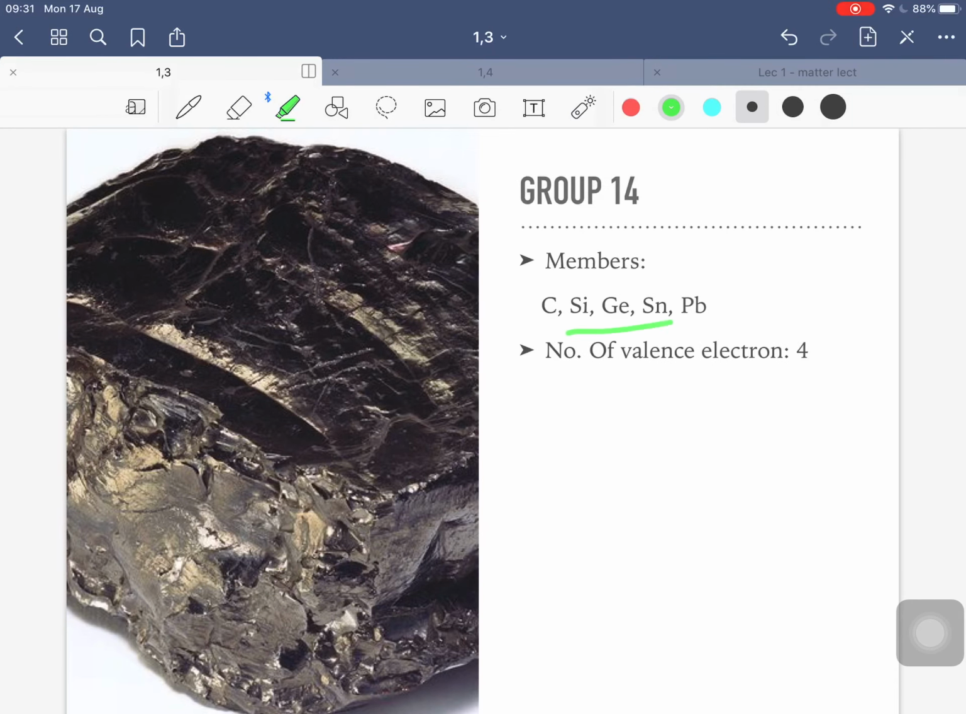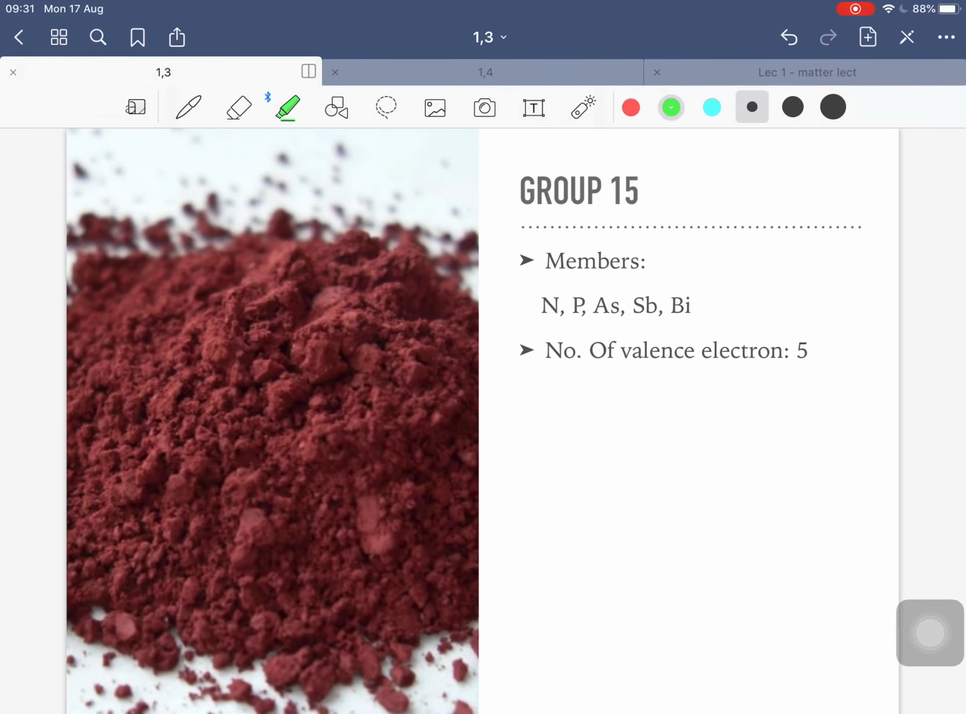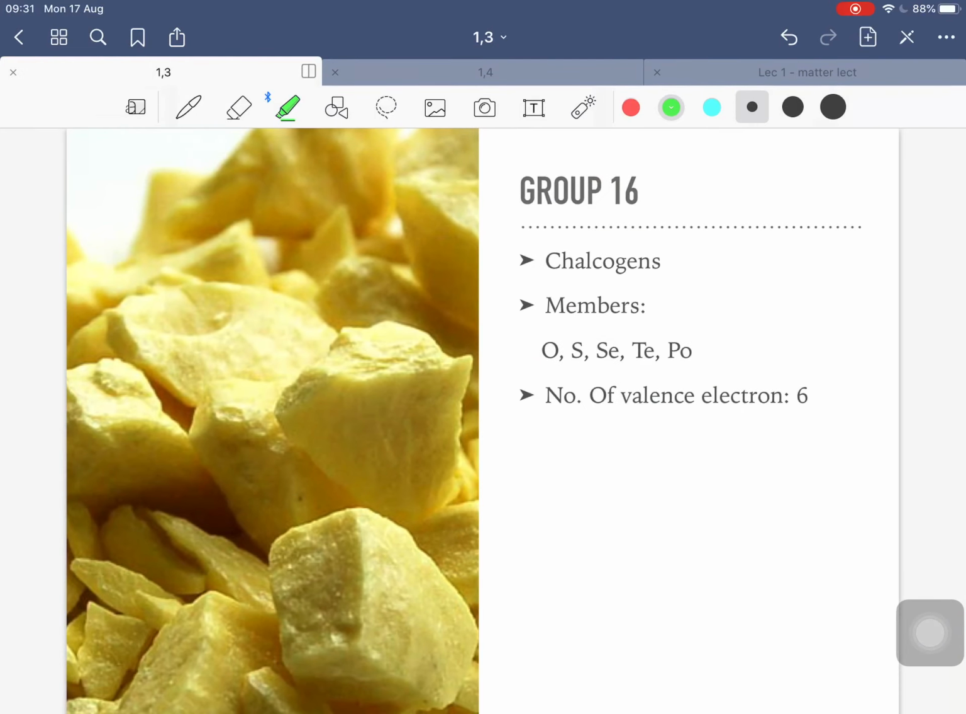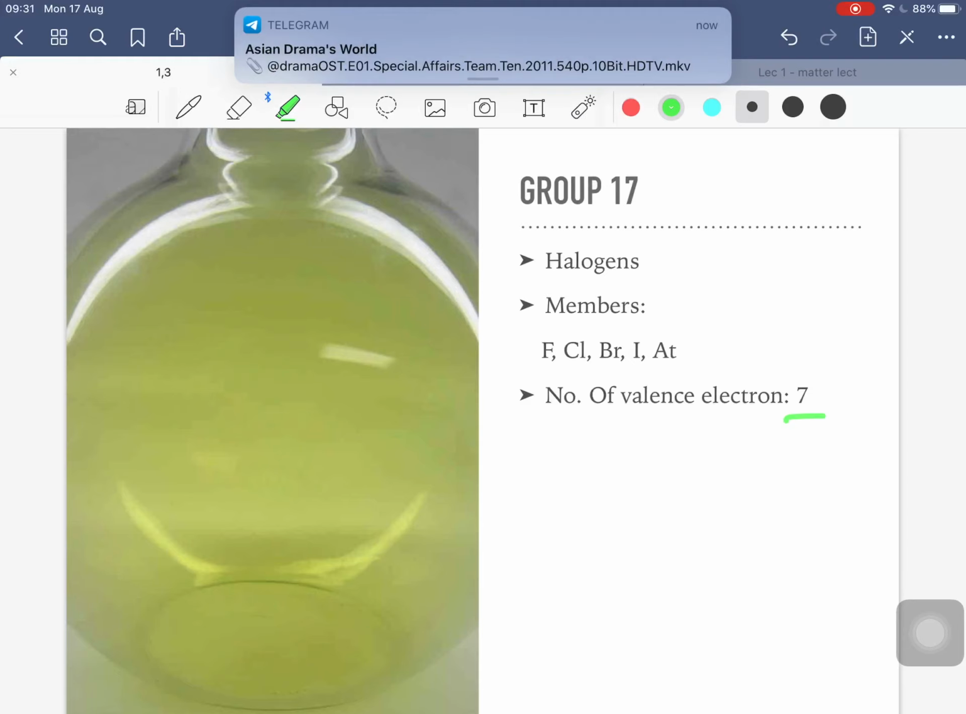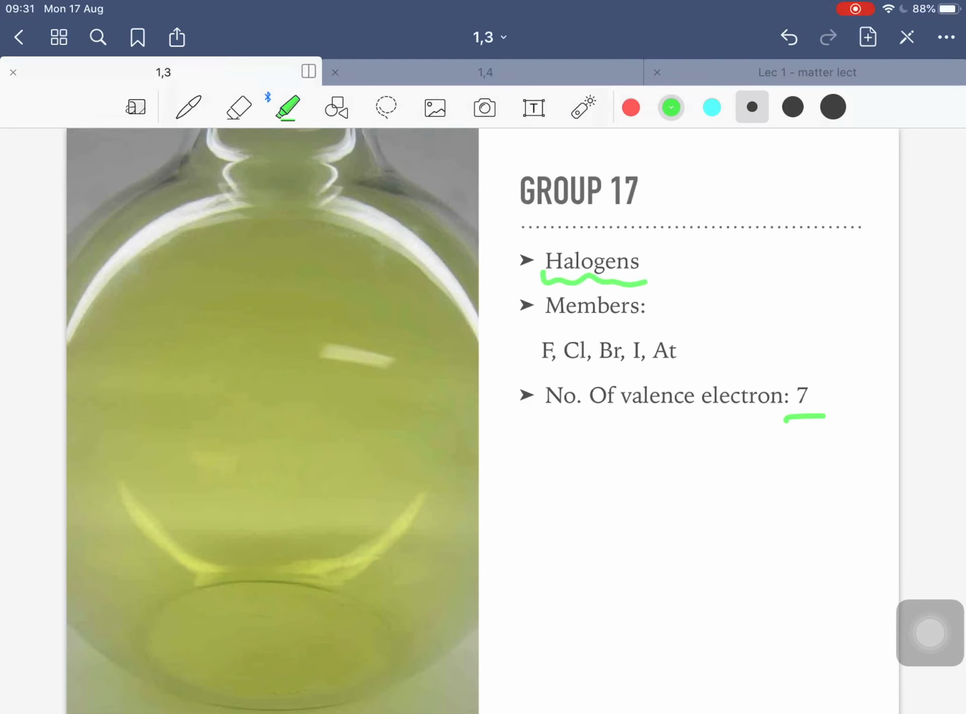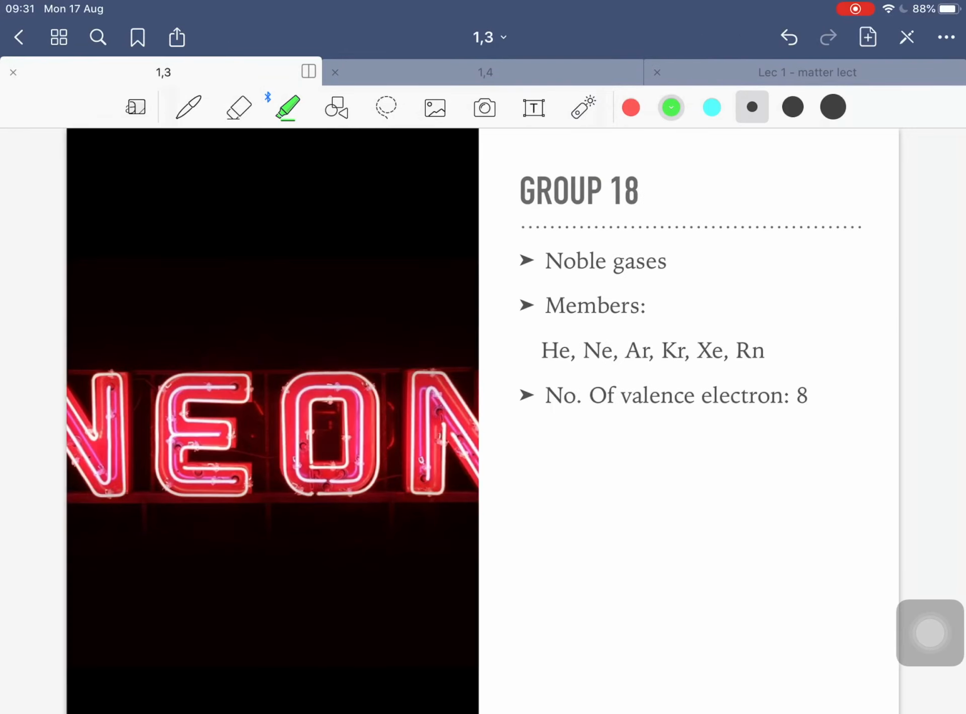Next, we have group 14, these are the members, and again, 4 valence electrons. Group 15, 5 valence electrons. Group 16, 6 valence electrons. Group 17 with 7 valence electrons. They have a special name, they are called the halogens, by the way. And last but not least, group 18, they are called the noble gases. They have 8 valence electrons.